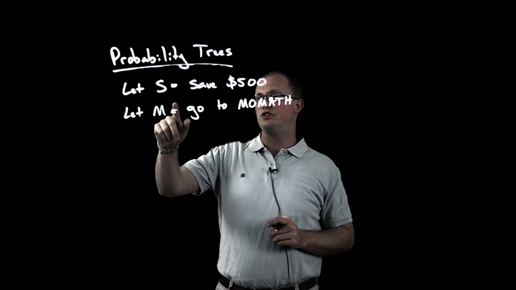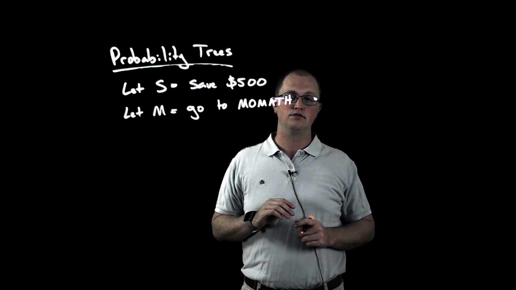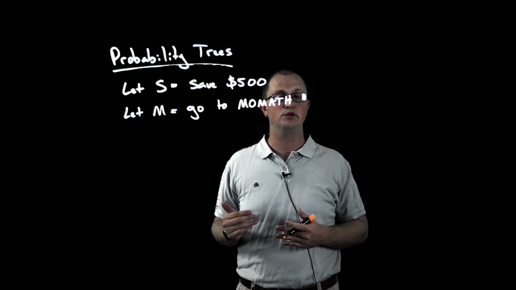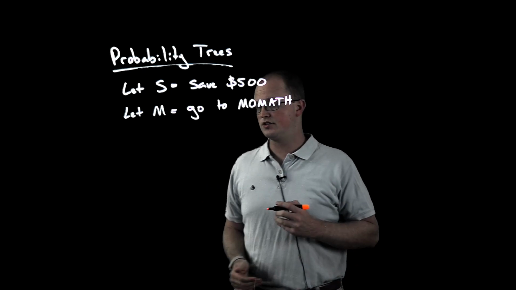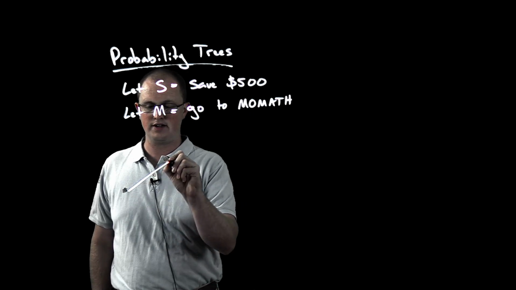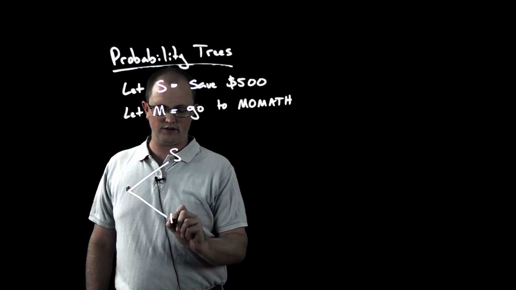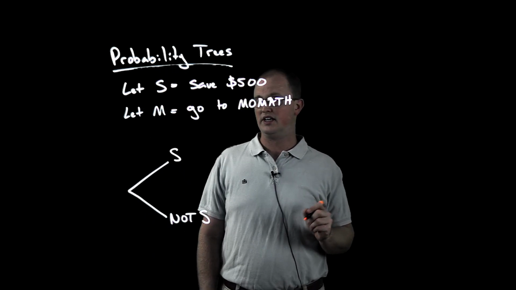Our first decision about whether or not you save $500 doesn't depend on anything else. So that's a regular probability. And it has to happen first chronologically, which means it's probably going to be our first event in our tree. So let's start our tree. And we have that we saved $500 or that we did not save $500.